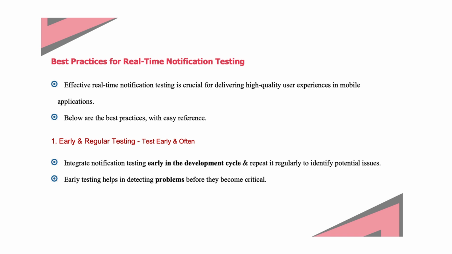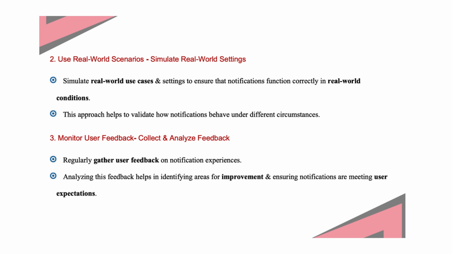2. Use real-world scenarios. Simulate real-world settings. Simulate real-world use cases and settings to ensure that notifications function correctly in real-world conditions. This approach helps to validate how notifications behave under different circumstances. 3. Monitor user feedback, collect and analyze feedback. Regularly gather user feedback on notification experiences. Analyzing this feedback helps in identifying areas for improvement and ensuring notifications are meeting user expectations.